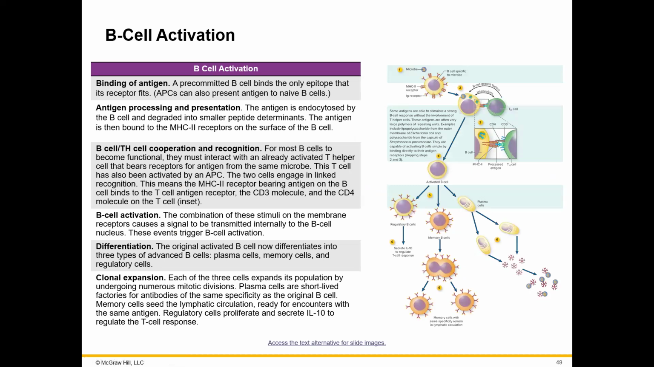In the activation of B cells, the first thing that happens is the binding of an antigen. So a pre-committed B cell binds the only epitope that its receptor fits. Antigen-presenting cells can also present antigen to naive B cells. The second step is the antigen processing and presentation. So this antigen is endocytosed by the B cell and then broken down into smaller peptide determinants. The antigen is then bound to the MHC2 receptors on the surface of the B cell. This is what you're seeing going on here.